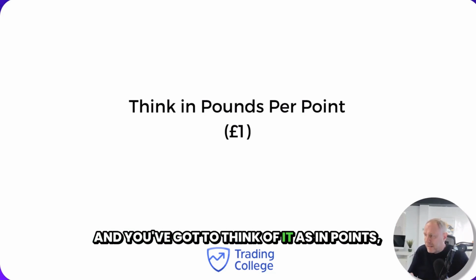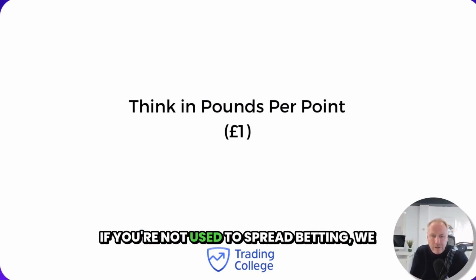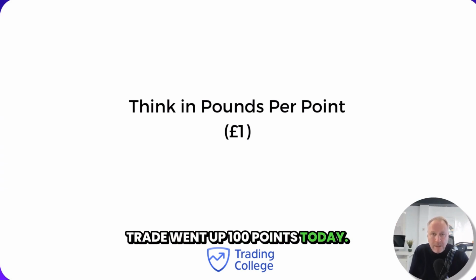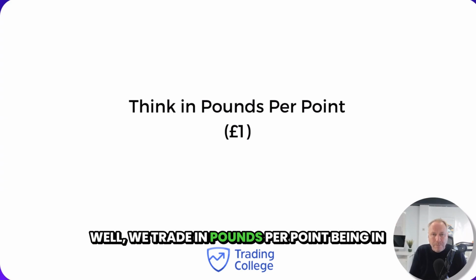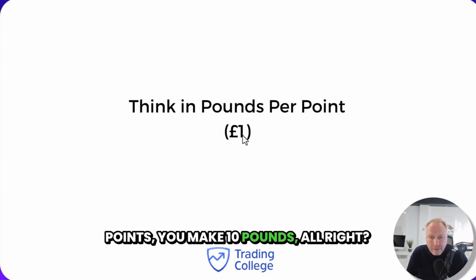And you've got to think of it in points, okay? Think in points, pounds per point. If you're not used to spread betting, we talk about points. You know, the stock Meta went up 100 points today. Apple went up 100 points. Well, we trade in pounds per point, being in the UK. So a pound a point, and it moves up 10 points, you make £10, all right?